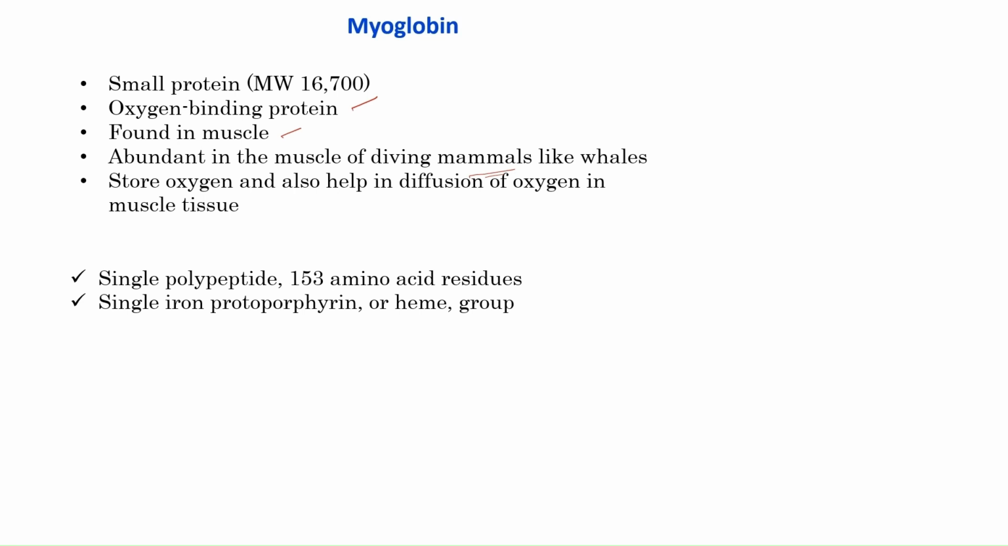Now this myoglobin is a simple protein made of only a single polypeptide constituting a total of 153 amino acid residues, and it also contains an iron protoporphyrin, which we know as heme group. So this is how the myoglobin looks like. It contains 8 such alpha helices which are connected by bends or beta turns, and the heme group, this red one, is present in a pocket surrounded by these alpha helices.